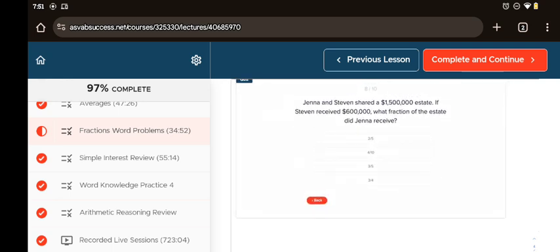Number 8 says, Jenna and Stephen shared a $1.5 million estate. If Stephen received $600,000, what fraction of the estate did Jenna receive? This question is similar to the first question we did. If you want to give this a try, just hit pause. All right, if you're ready, let's review it.